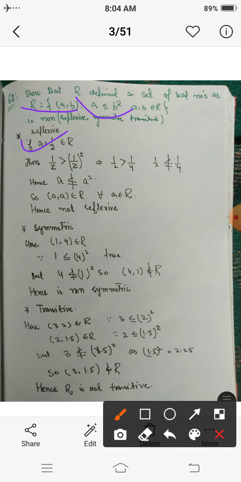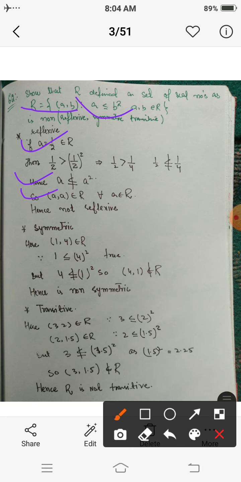So this means that if a equals 1/2 belongs to R, here a is not less than or equal to a squared. So (a, a) does not belong to R in general or for all, but in some cases it does, like if we consider a equals 2, because 2 is real, then 2 is less than or equal to 2 squared. This is true, but for the rationals of the form p/q which are not integers, it is not always possible. So this relation is not reflexive, because there exists at least one element, which is 1/2, where (a, a) does not belong to R.